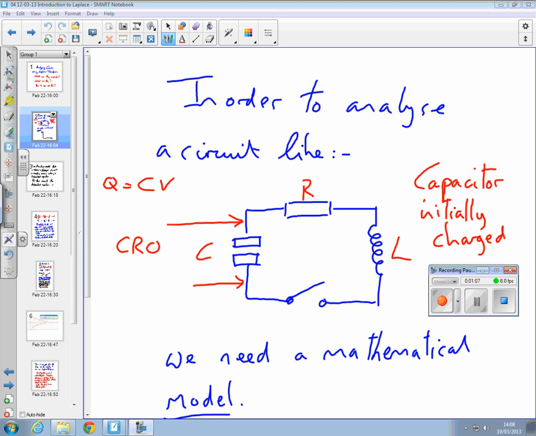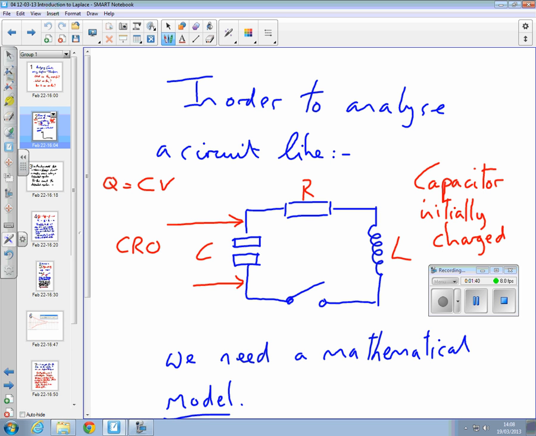Magic pen. Okay, so what happens when I close this switch? Initially the capacitor is charged, so I initially charge it up and I close this switch. What happens? Instantly, as soon as that happens, some effect will happen, and then it will die away to some steady state. So we have this transient period. What happens initially when I do something to this circuit, and that's what this is about.